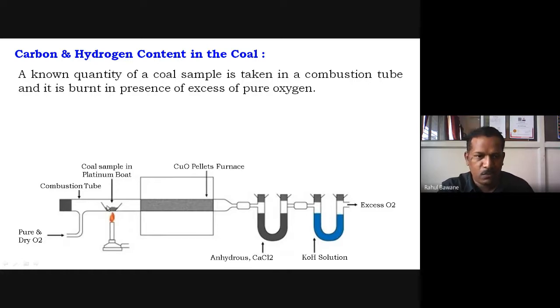Once we start combustion, it definitely produces CO2 and H2O. H2O will be absorbed by this first U-tube, so its weight will increase. CO2 will be absorbed by this KOH solution, so its weight will increase. After the complete experiment, when all the coal has burned out, we weigh these U-tubes again separately.